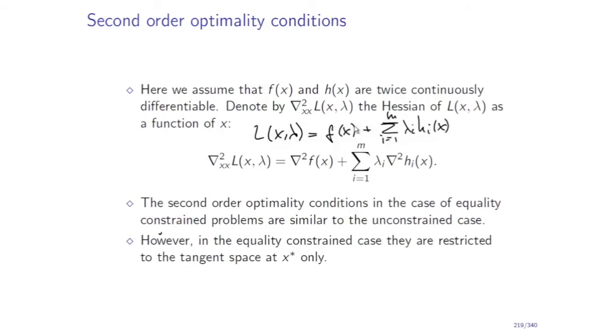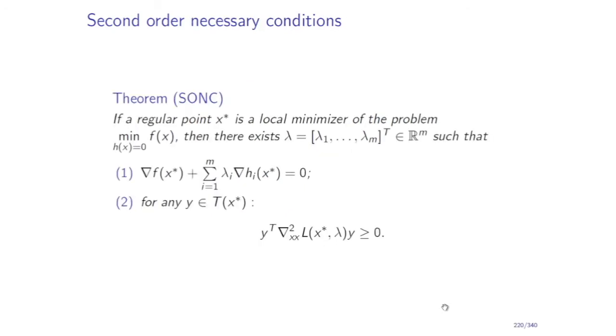And then when we take the second order derivatives with respect to x, we will have the Hessian of f of x plus the sum for i between 1 and m of lambda i's times the Hessian of hi in x. All right. And as we said, the second order optimality conditions in this case will be similar to the unconstrained case. The main difference is that instead of the Hessian of f, we take the Hessian of the Lagrangian, and instead of the inequality for y transpose times the Hessian times y greater than or equal to 0 being required for all y's in Rn, we require it only for y's that belong to the tangent space of our surface at x star only, right?